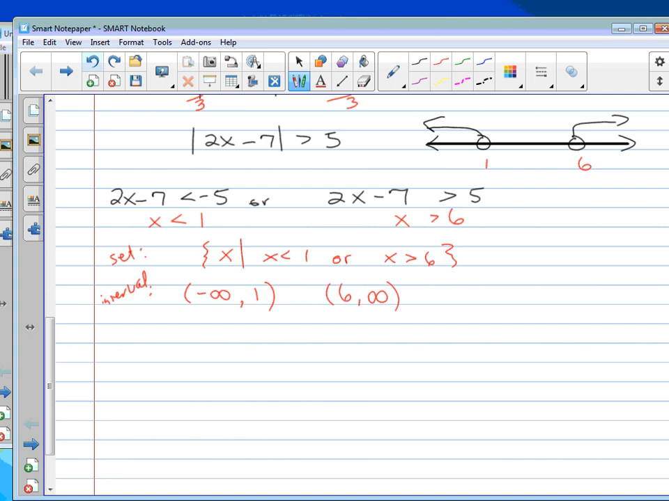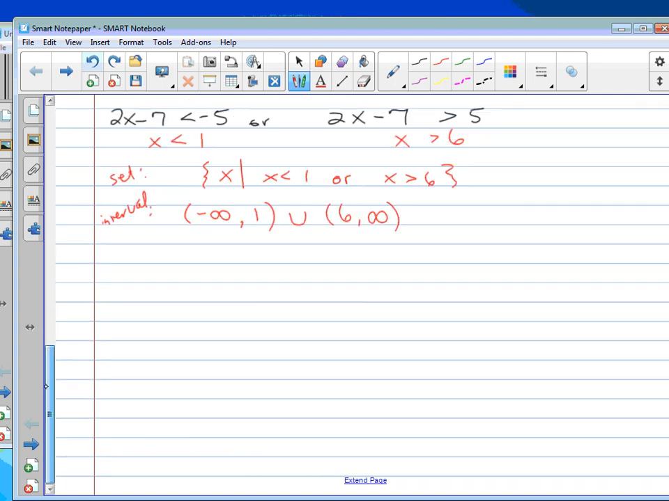Mathematicians are lazy. They're notoriously lazy. So they come up with symbols when symbols don't need to be created. They'll just create it just to make their lives a little easier. Instead of writing or here, they write this little symbol. This little U. It's really silly. That U is technically a union. So it's like the interval from negative infinity to 1, union 6 to infinity. But basically, it just means the same thing as or.